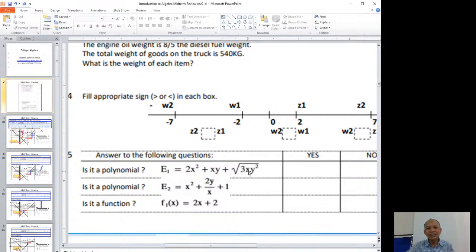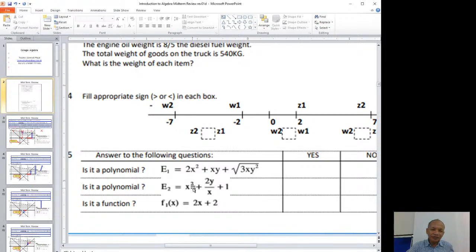So everybody is clear now. Number 2, the same kind of expression, E2 on the left, and on the right we have 3 terms: x square plus 2y over x plus 1.